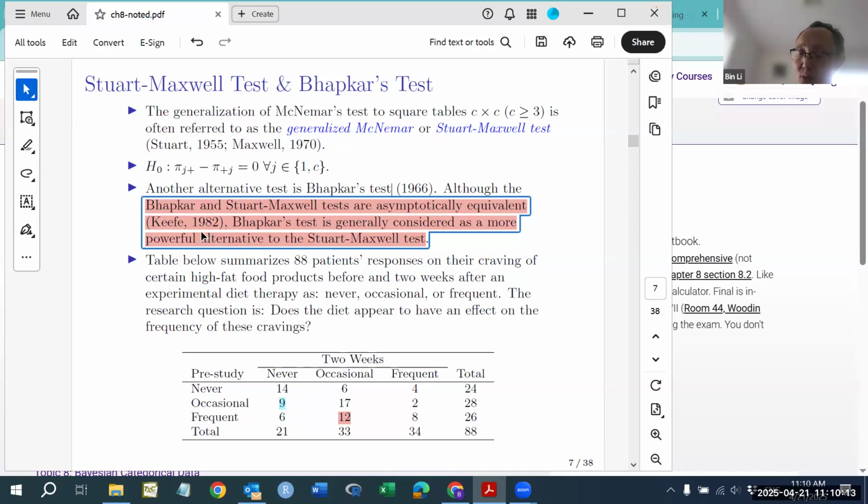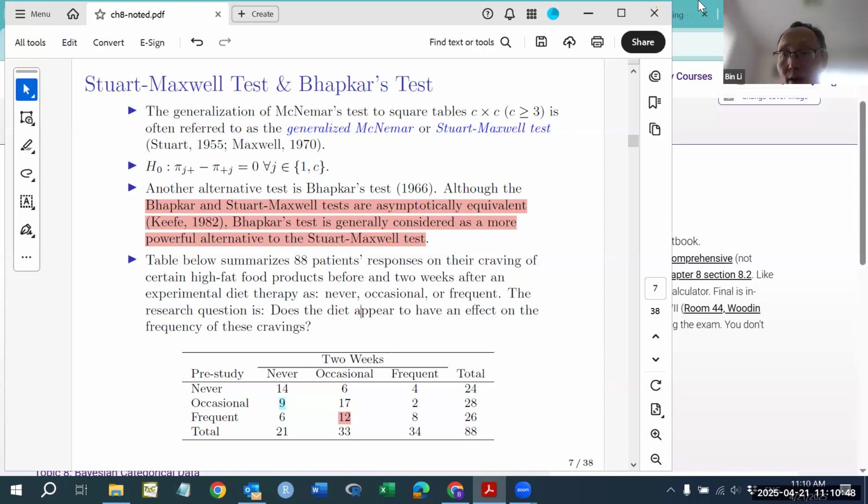In practice, we will not have very large samples. So for finite sample sizes, empirical studies show that Bhapkar's test is generally considered to be more powerful than the Stuart-Maxwell test. In other words, for a study with a not too large sample size, you can use Bhapkar's test instead of the Stuart-Maxwell test, because Bhapkar's test usually gives us higher power.